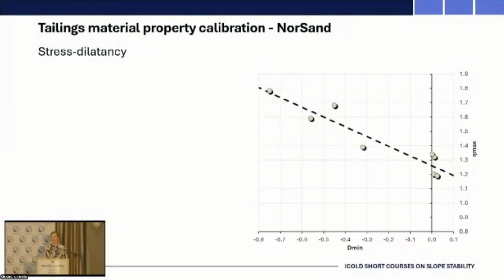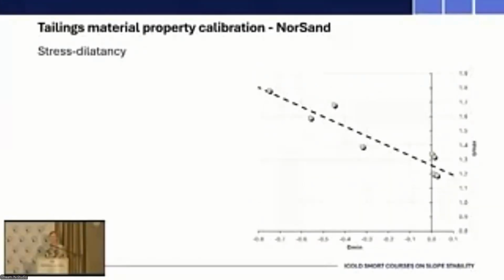So we really rely on those dense tests to come up with stress and state dilatancy parameters for the NorSand model. So if we plot a trend line through that, the y-intercept of that trend line gives you MTC, and the 1 minus NTC gives you the slope.